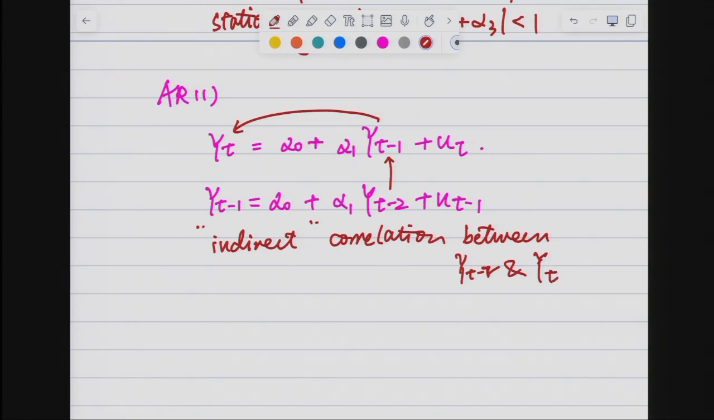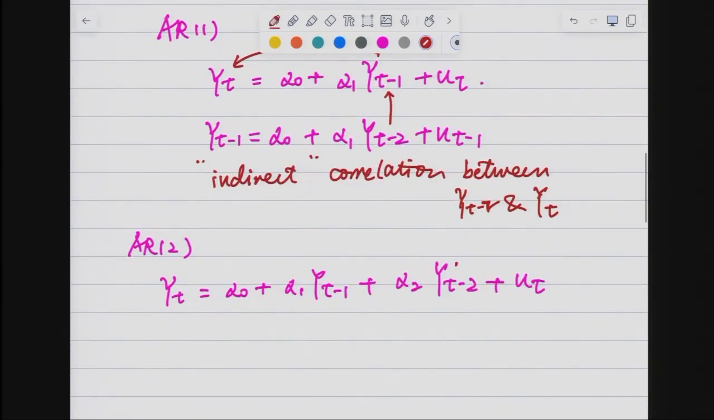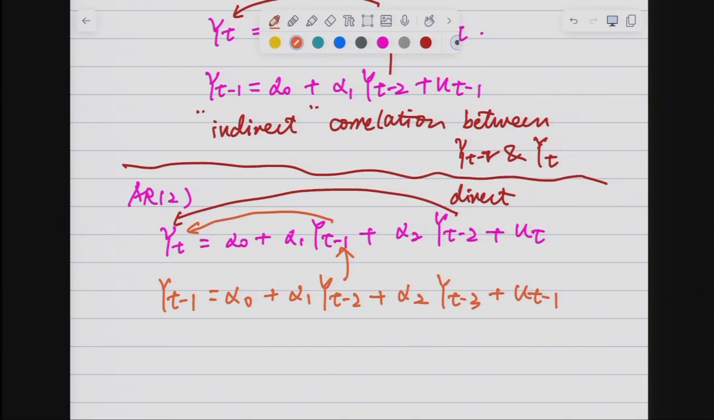Now, imagine if we now have an AR2 model. So we have yt being not just a function of yt minus 1, but also a function of yt minus 2. So first of all, yt minus 2 will now directly influence yt. So there is a direct correlation here. And at the same time, it will still influence yt through yt minus 1, since yt minus 1 is a function of yt minus 2 and yt minus 3. So it also influences yt indirectly through yt minus 1.